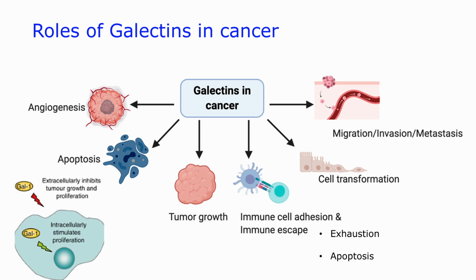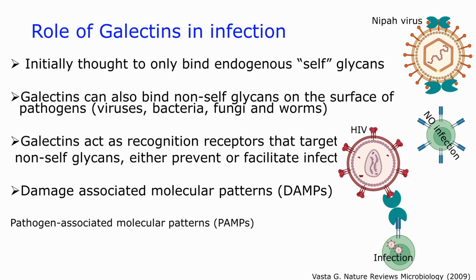But in terms of interaction, in the past we were told that galectins only bind to self-glycans. But recent evidence shows that galectins also bind to non-self glycans. It means that they can bind to glycans on the surface of pathogens, like worms and parasites. They can bind to viruses and bacteria. So depending on the nature of the pathogen, they can either increase or inhibit infection via this interaction.